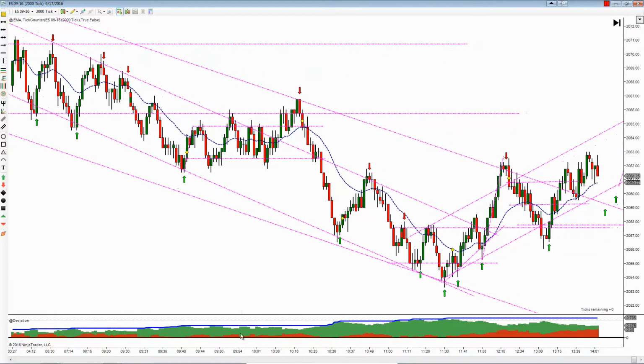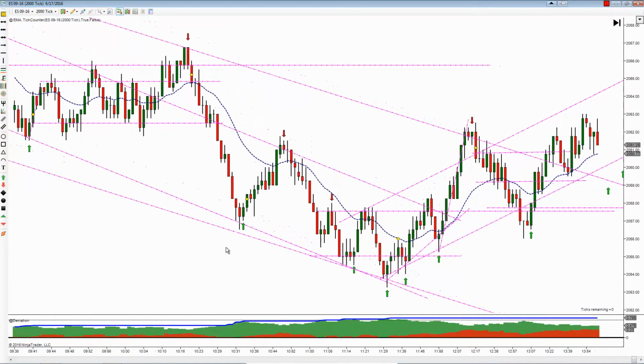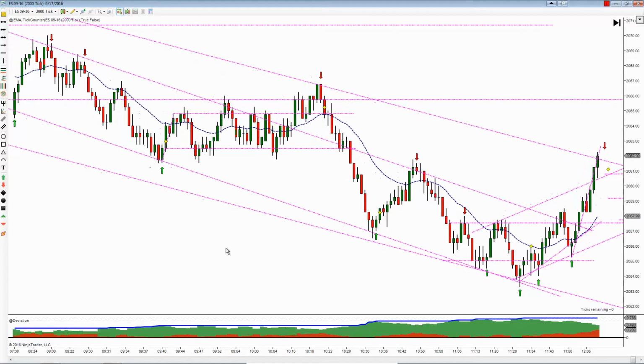But the first area that I saw for my trades was just after the 9:40 time frame. I've got this price coming down to the lower trend line. Nice bullish bar bouncing right off of that trend line. Price unable to push further down. So I put an entry one tick above the high of the bar, my signal bar.